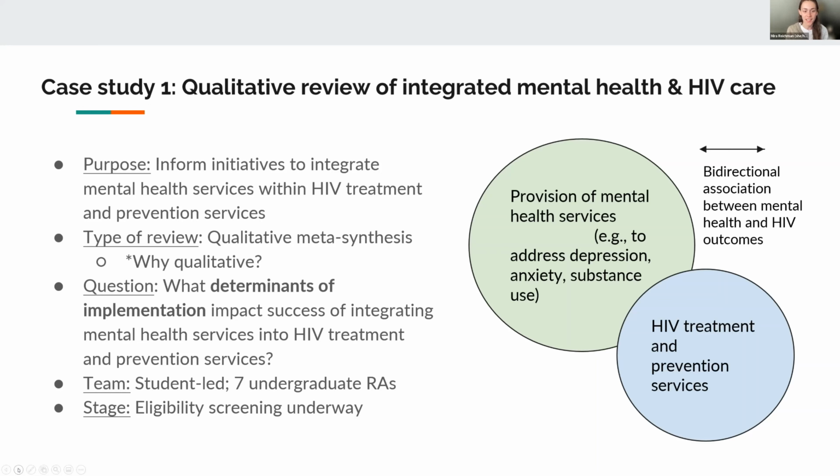So this is our question. It's what determinants of implementation impact success of integrating mental health services into HIV treatment and prevention services. And we're only looking at qualitative studies.